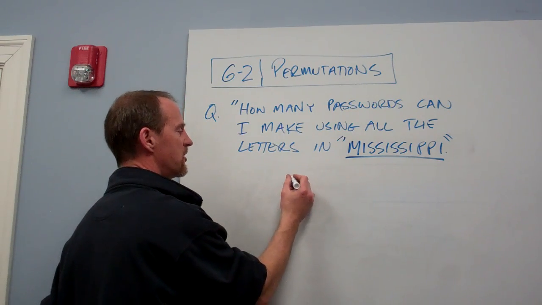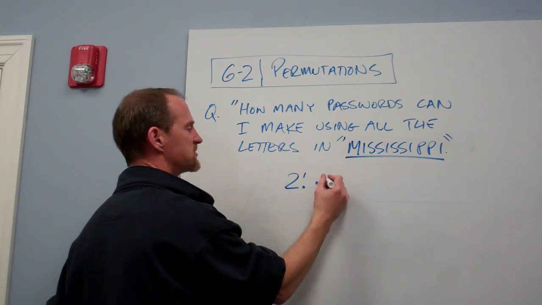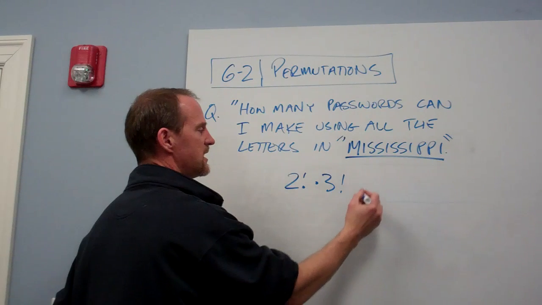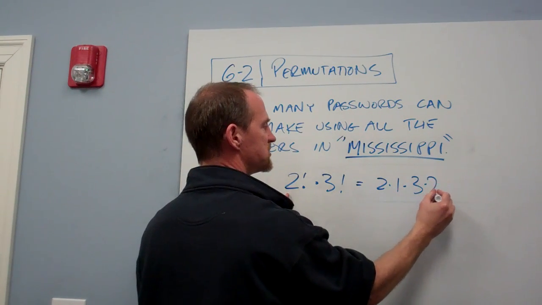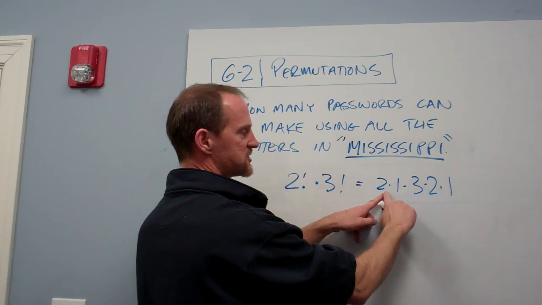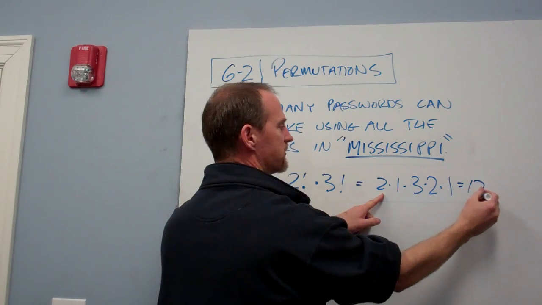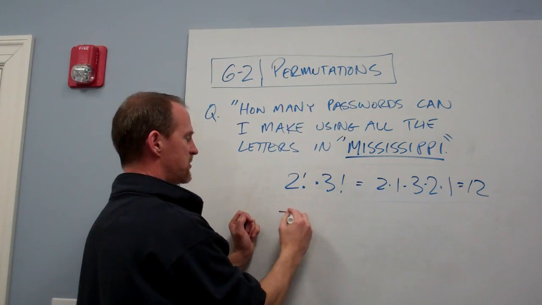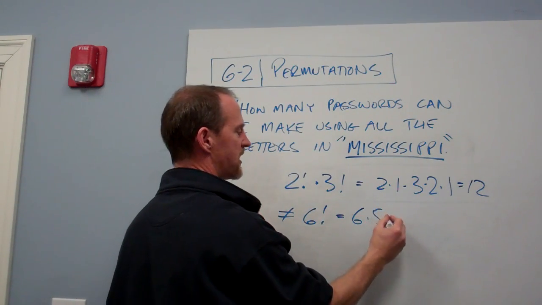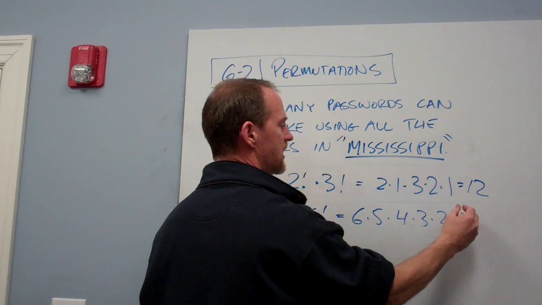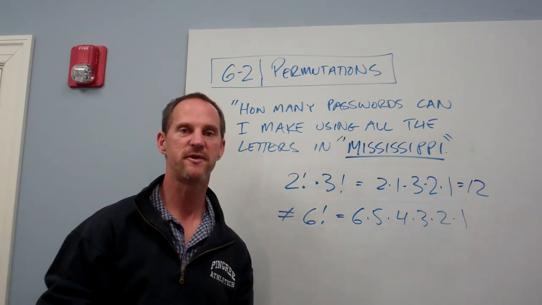And just as a side note, 2 factorial times 3 factorial is equal to 2 times 1 times 3 times 2 times 1. That's just 2 times 6. That's 12. It is not, repeat, not equal to 6 factorial, because that's equal to 6 times 5 times 4 times 3, and so on. And that is a much bigger number.